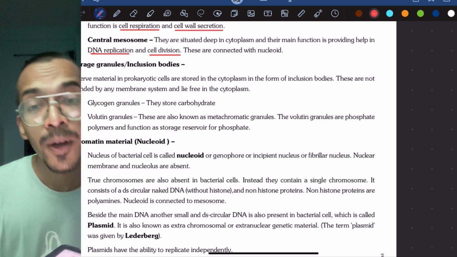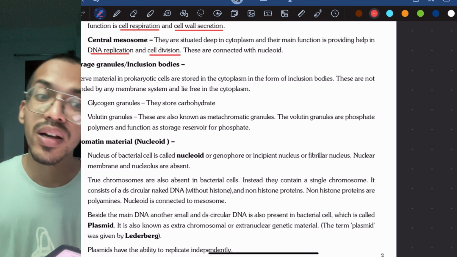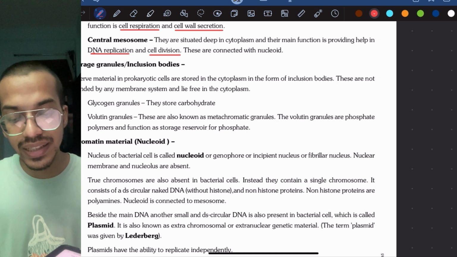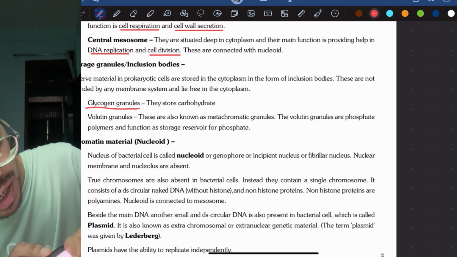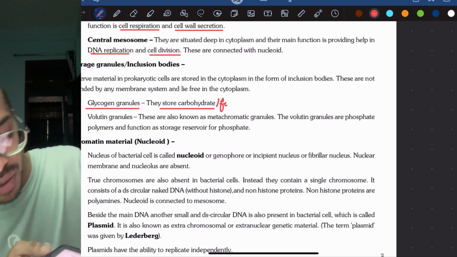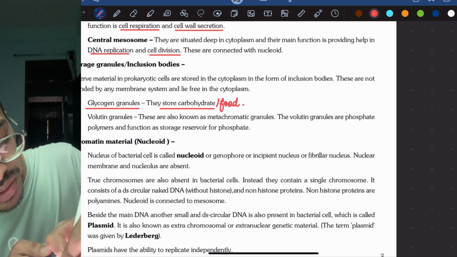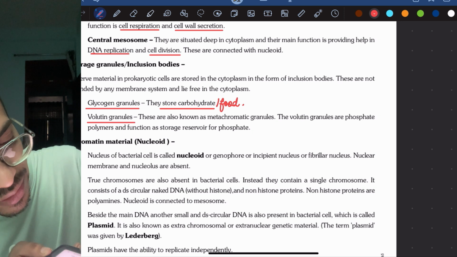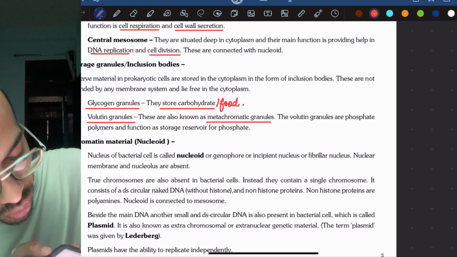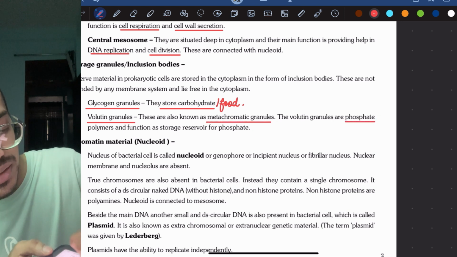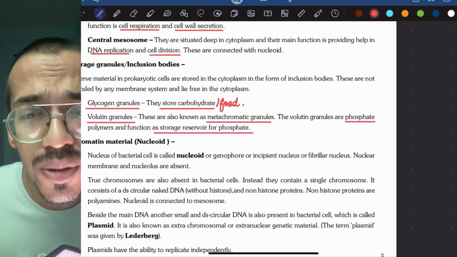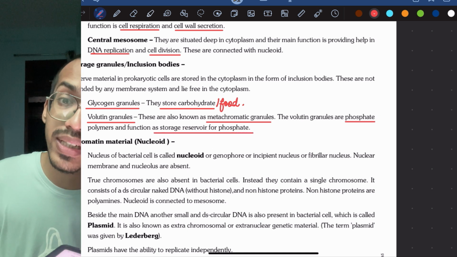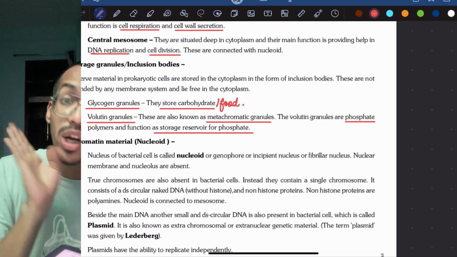That is a food. So they store their food for their time of need. Then there are volutin granules. Glycogen is what? Carbohydrates. So it helps store carbohydrates or food. Whereas volutin granules are also called metachromatic granules, and they have what? Phosphate, and function as a reservoir of phosphate. Phosphate is also important for the formation of a lot of organelles, which we will learn in the biomolecules topic.